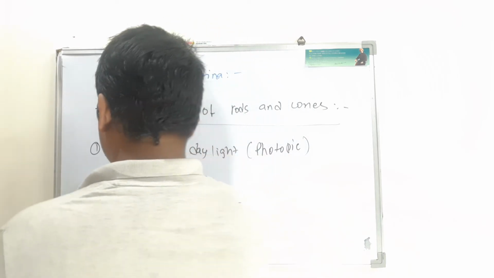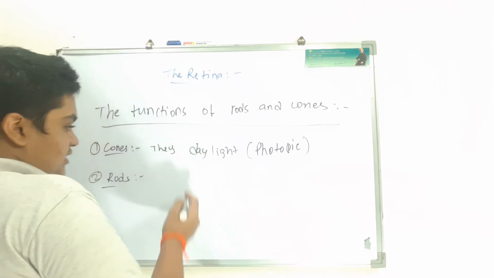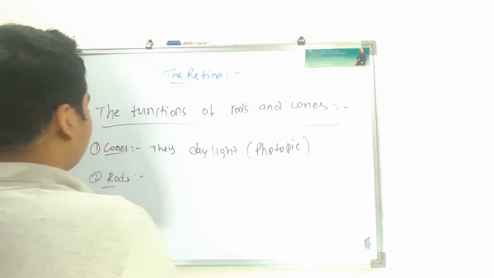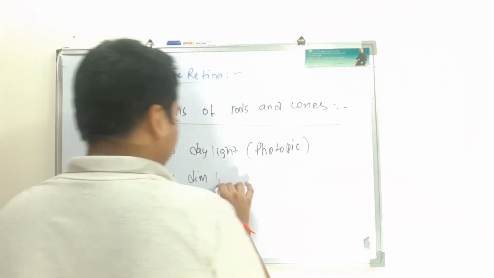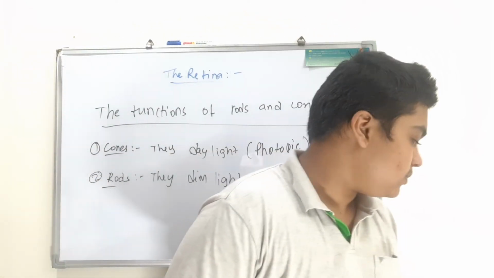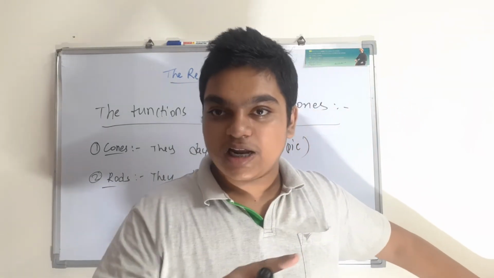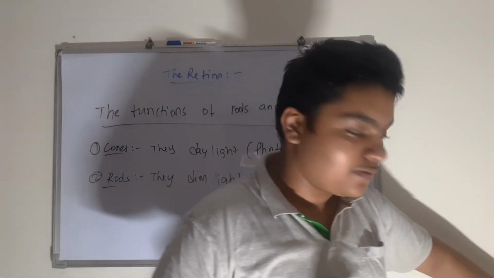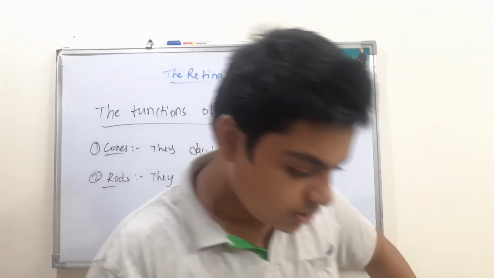So now let's move on to the function of rods. If cones sense the daylight, the colored light, what do rods sense? They sense the dim light, or you can also say dark. They can sense in the dark. If you are put into some dark room, one minute, let me turn off the lights and show you. Now one light is off. Other light is also off. So I am still able to see some of the light here. So that is the function of rods.